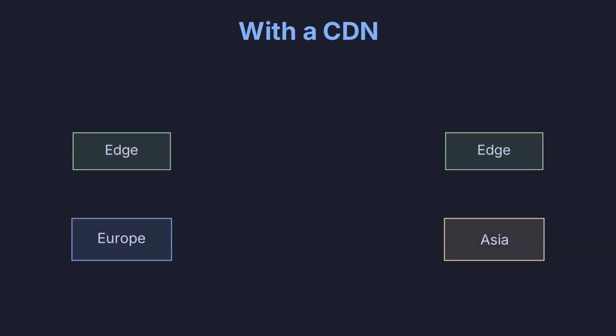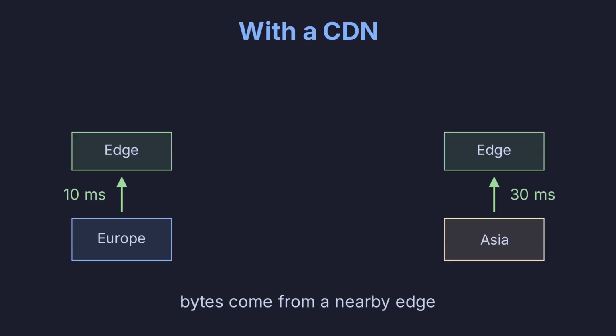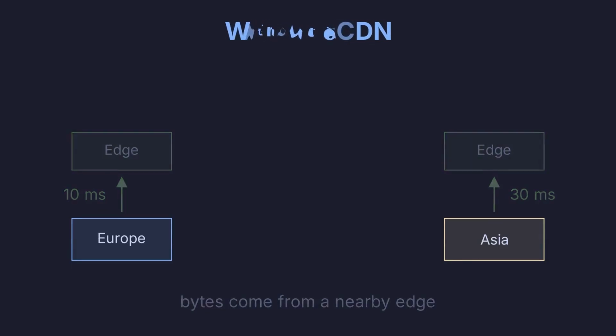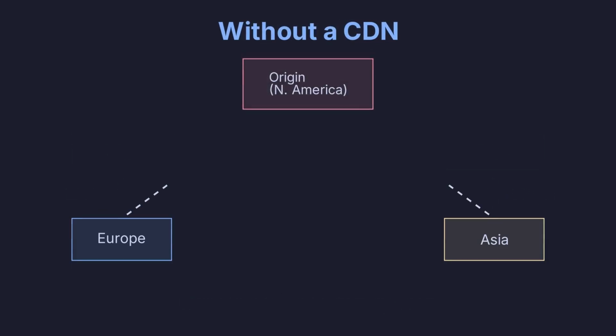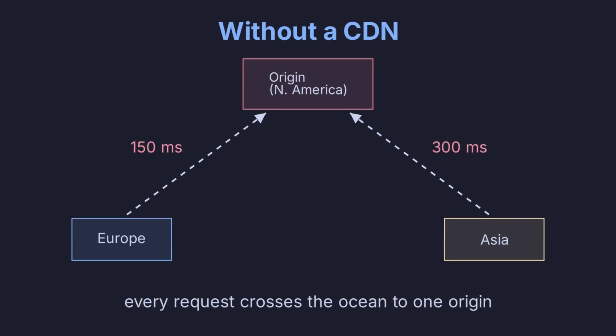Every time you load an image on a news site, a video thumbnail, or an API response that's identical for all users, you're hitting a CDN. Without it, every request would travel across an ocean to a single data center, piling on 150 to 300 milliseconds of latency just for the round trip.